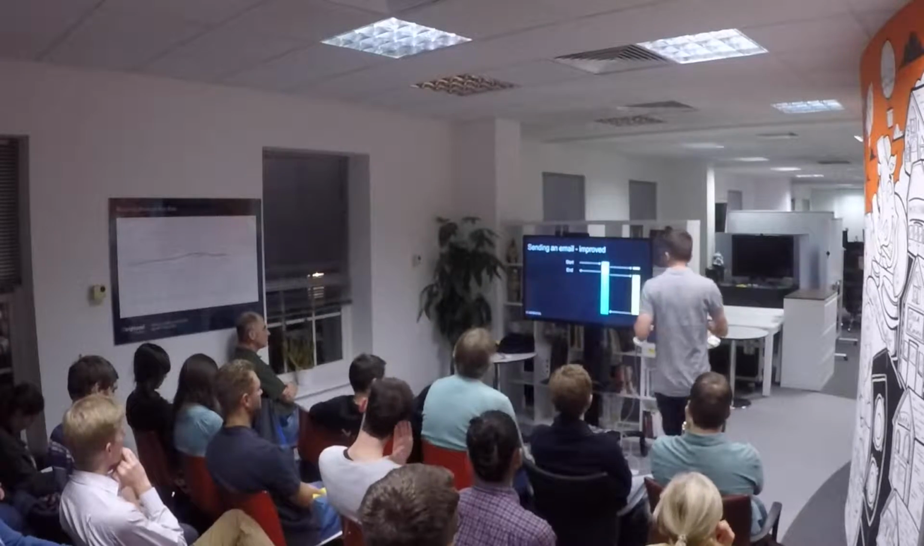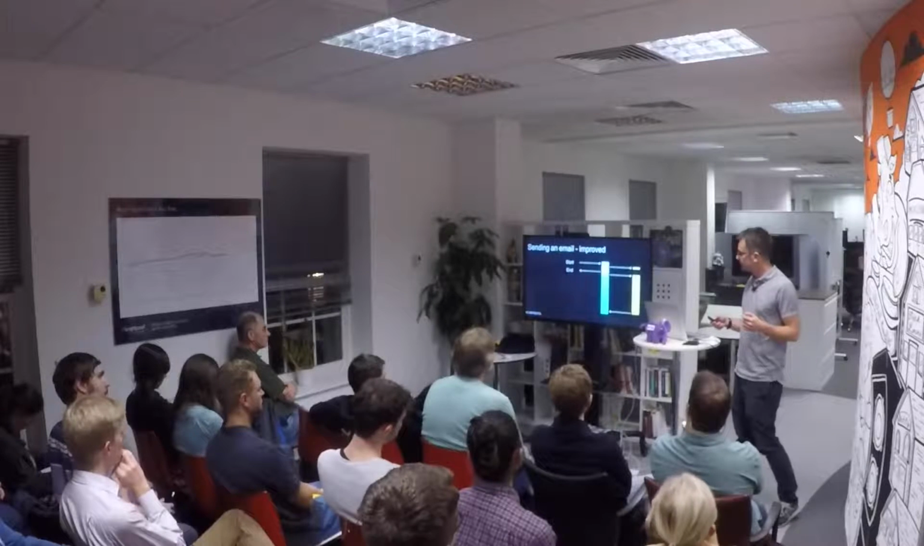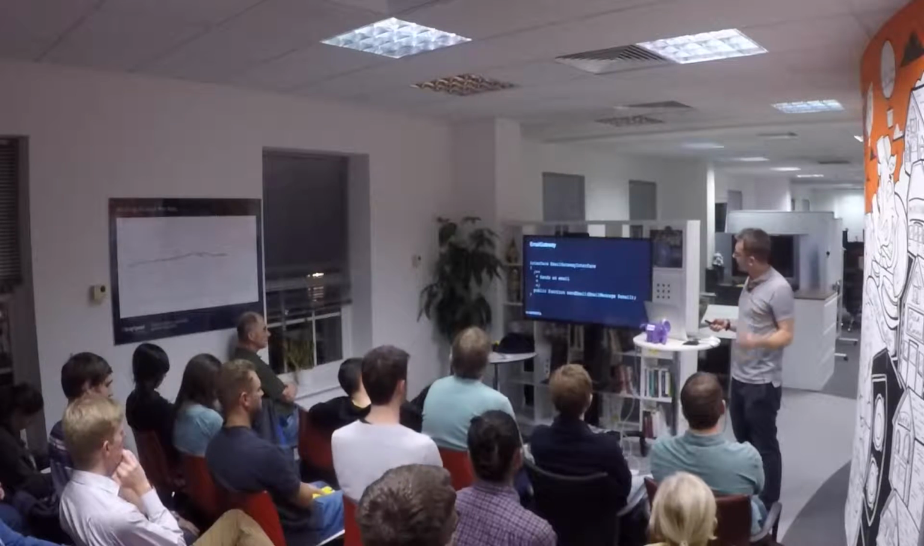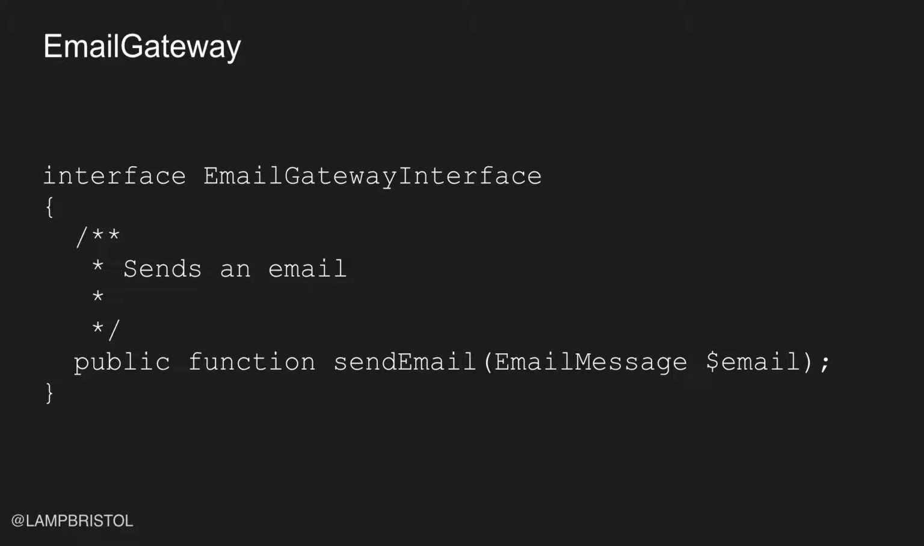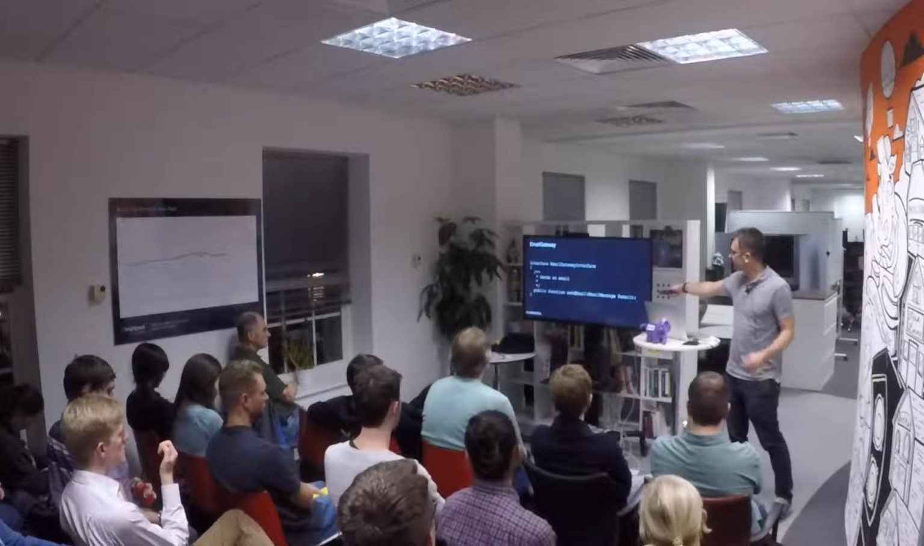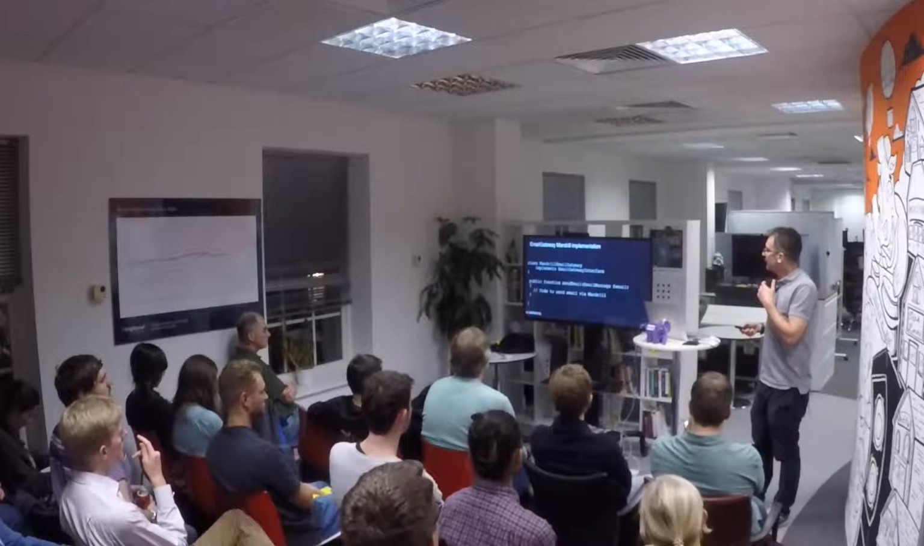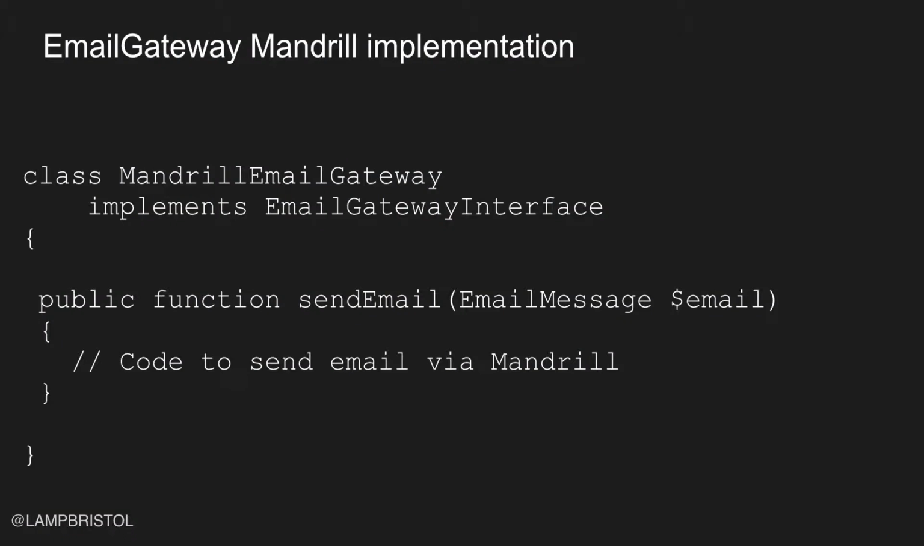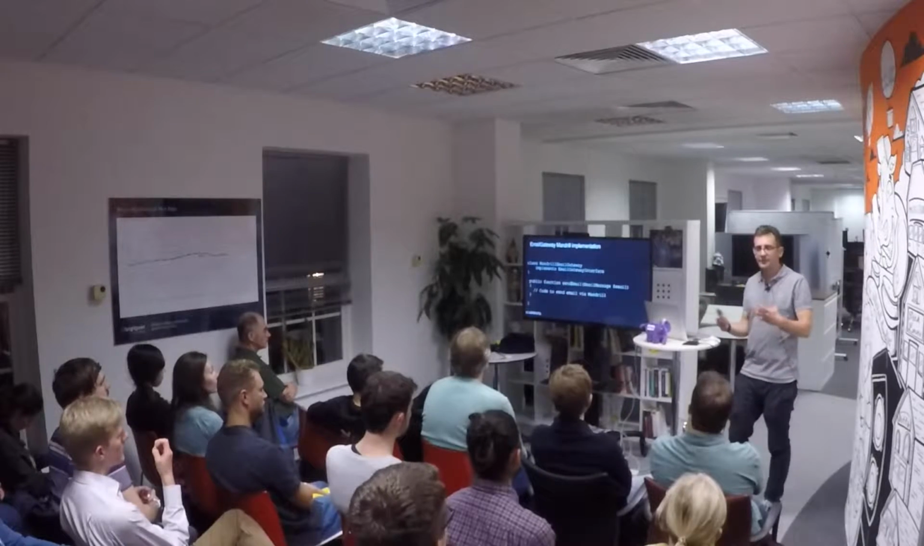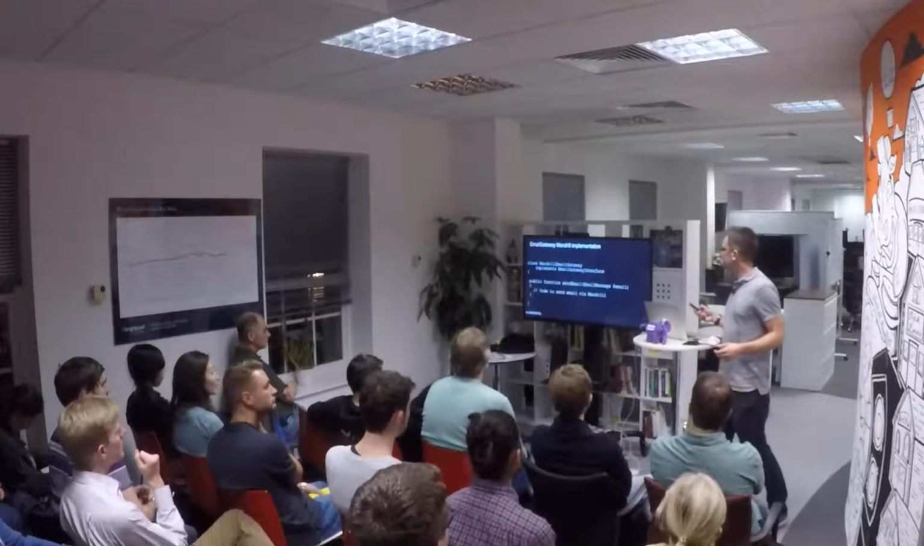So, what do we have to do with our existing code? Well, let's remember what we had for sending an email. We refactored it, so we had basically an email gateway interface with just the one method, send email. We pass it the email message. So the real implementation to send the Mandrill thing might be something like this. We've got an implementation of it, and then we've got the code to actually send it. Again, we could replace this with any other method of sending emails.